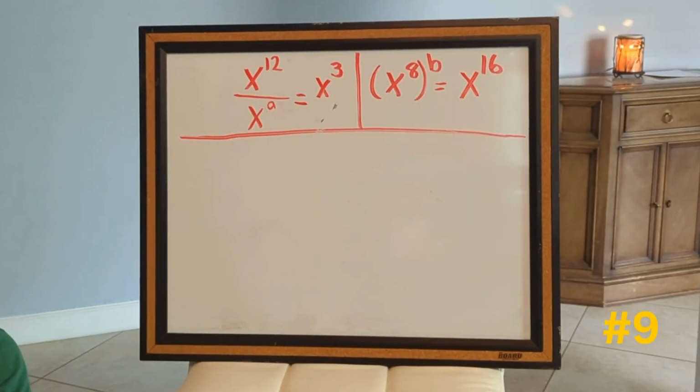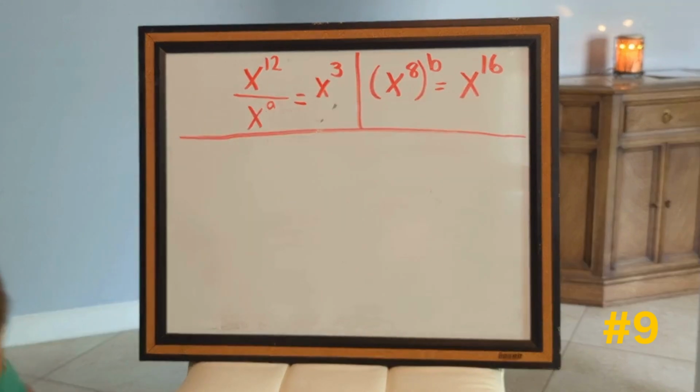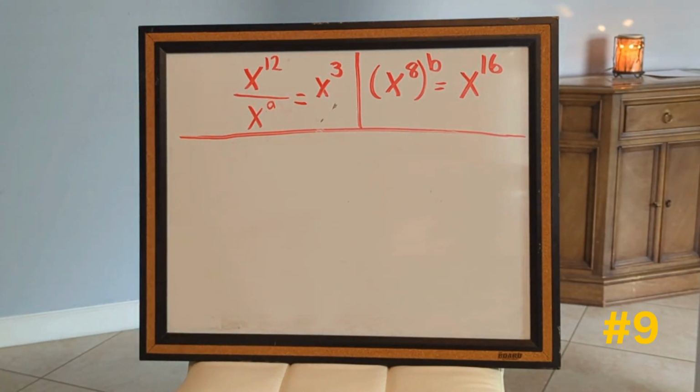And here is number 9. Again, this is similar to your assignment, though a little bit different numbers. x to the 12th divided by x to the a equals x to the 3rd, and x to the 8th, quantity raised to the b, equals x to the 16th. We need to find a and b so we can determine what a minus b is equal to.